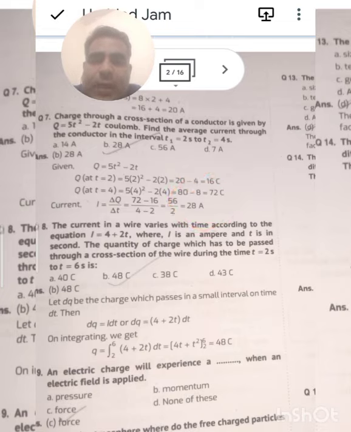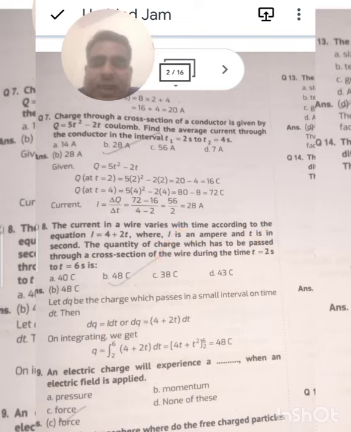A current in a wire varies with time according to the equation I equals 4 plus 2t, where I is in ampere and t is in second. The quantity of charge which passes through a cross section of the wire during the time t equals 2 second to t equals 6 second is given as dq equals I dt. So put the value of I into dt, it is 4 plus 2t into dt. You have to do the integration from 2 to 6. When you do the integration, the answer will be equal to 48 coulomb.